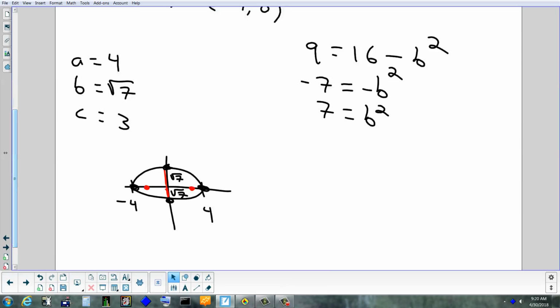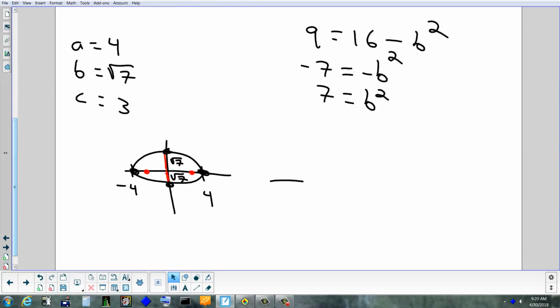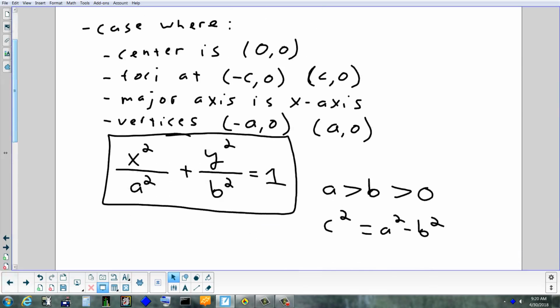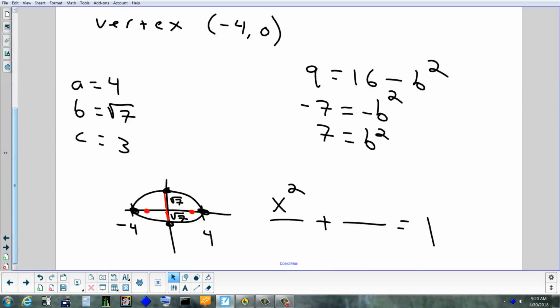They're inside. All right, so let's write our equation. First of all, every equation for an ellipse starts out like that. It's always a plus, and it's always equal to 1. Okay, next step. Let's go back and look at it. X squared is always first. Y squared is always second. So actually, you can even go like this. Every ellipse at the center is going to start like that.